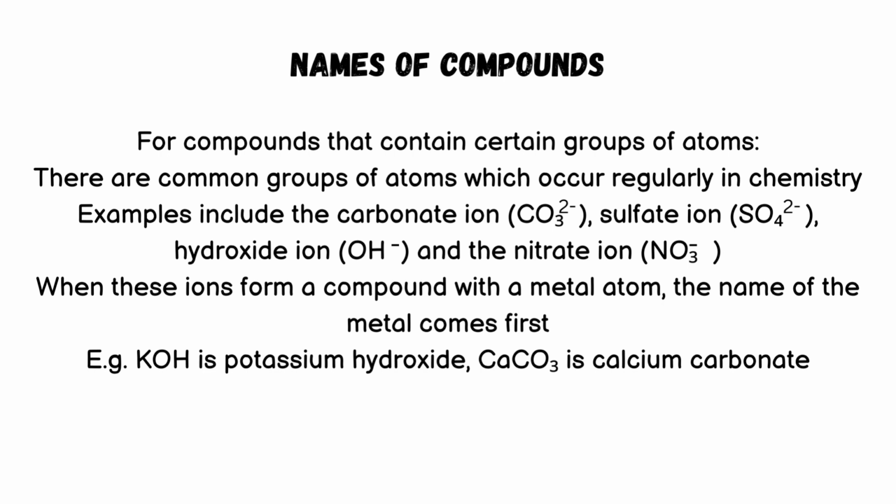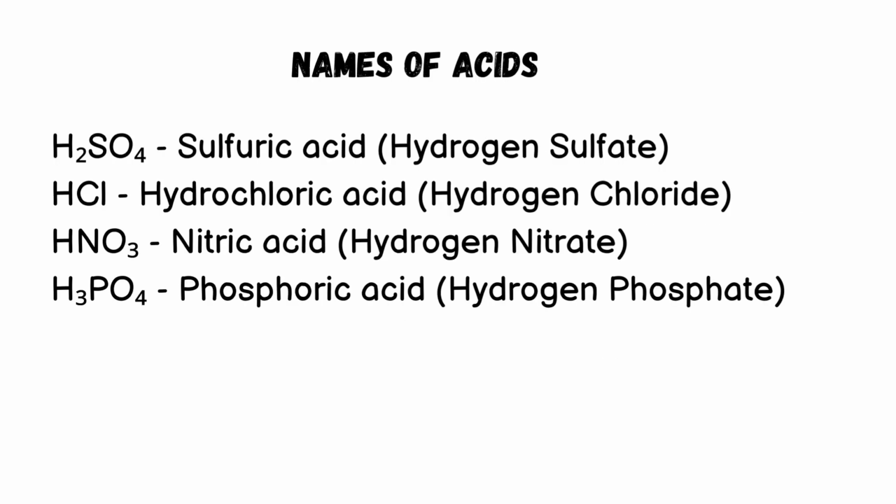Example, KOH is potassium hydroxide, CaCO3 is calcium carbonate. H2SO4 is sulfuric acid, which is hydrogen sulfate. HCl is hydrochloric acid, which is hydrogen chloride. HNO3 is nitric acid, which is hydrogen nitrate. H3PO4 is phosphoric acid, which is hydrogen phosphate.